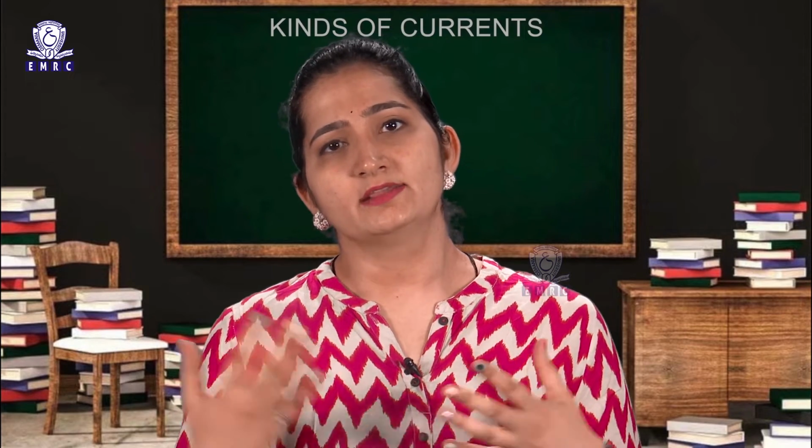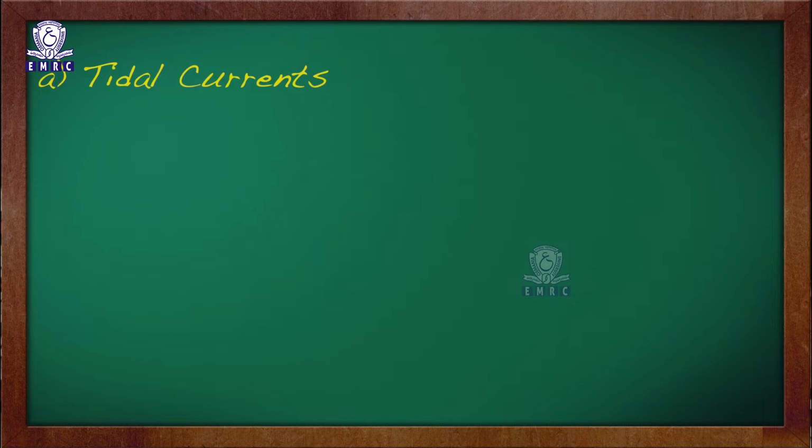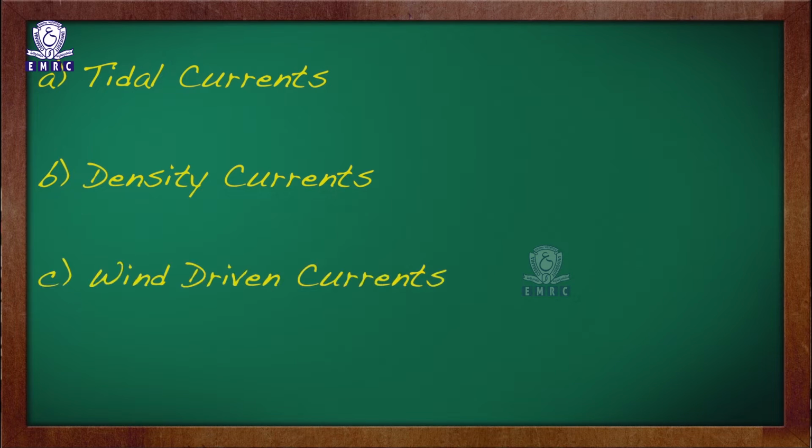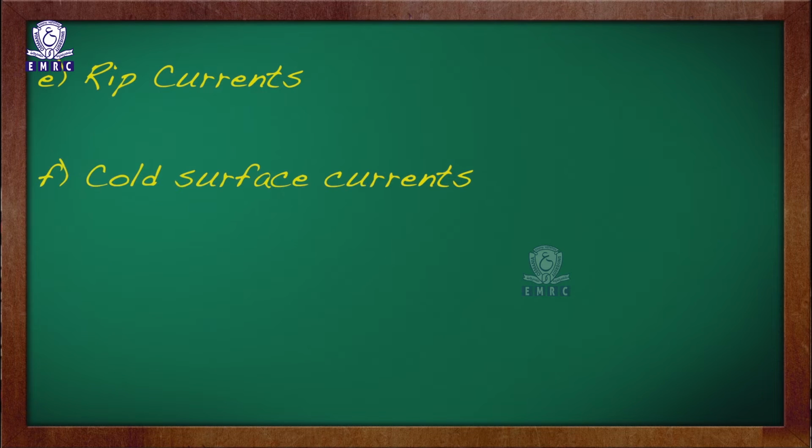Kinds of currents. The oceanic currents are classified according to the force that makes them flow. The various kinds of currents include the tidal currents, density currents, wind-driven currents, gyres, rip currents, and cold surface currents.